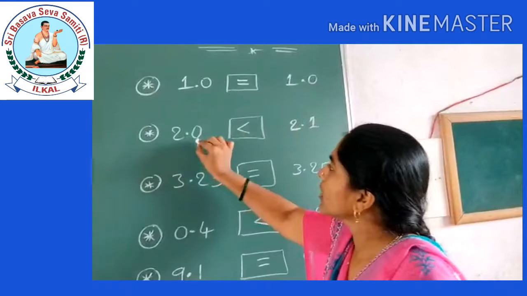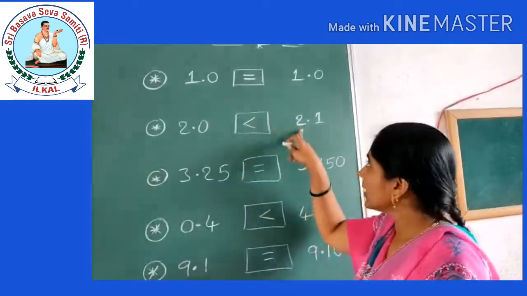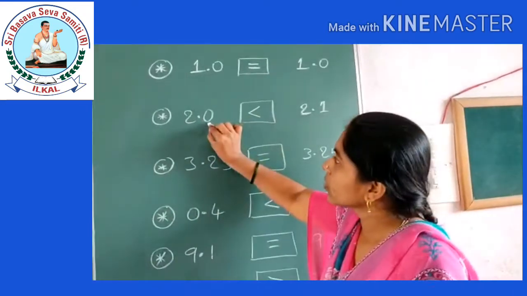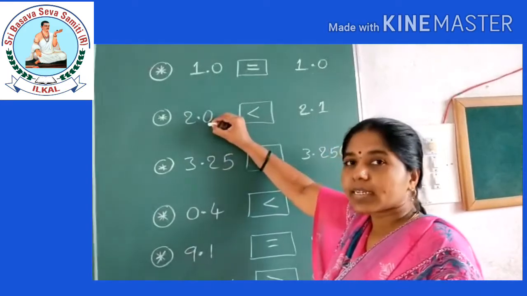Next one, observe 2.0 and here 2.1. First we will compare the whole numbers, 2 and 2, both are equal. Then we will move to the next place, that is the decimal place. The first decimal place we will call the 10th place.